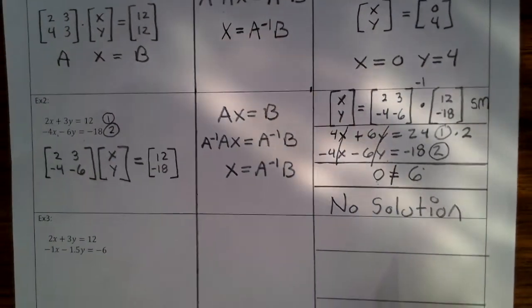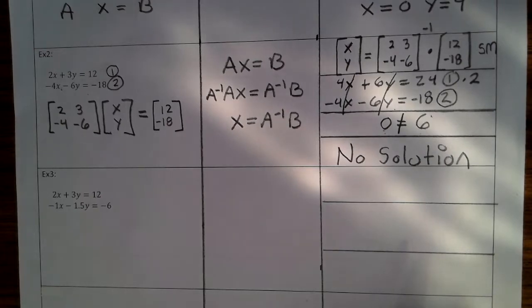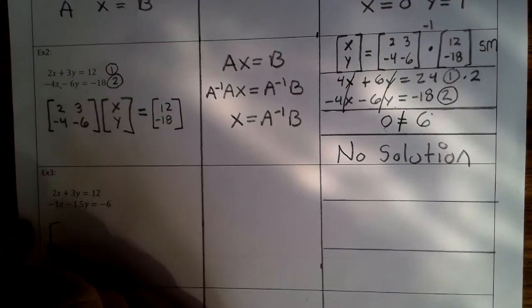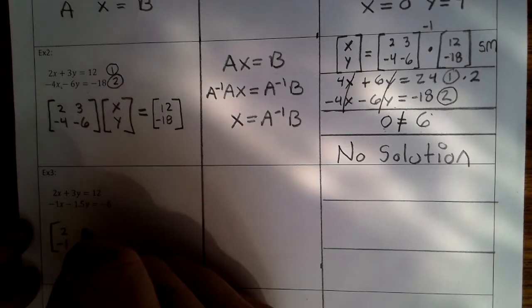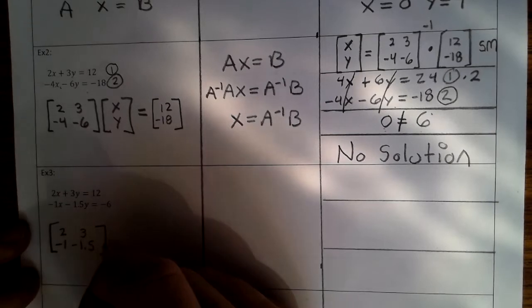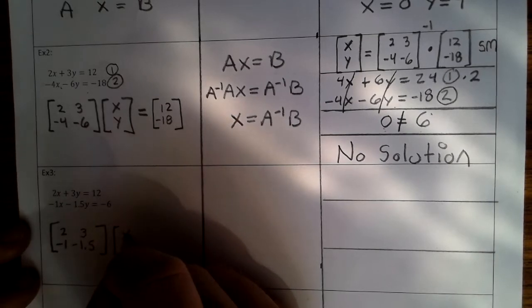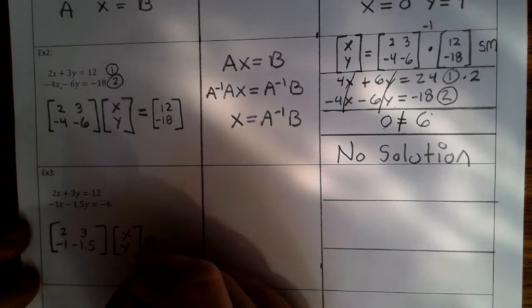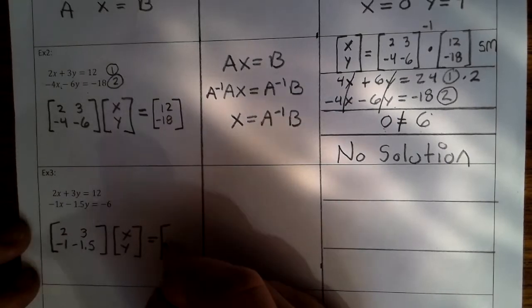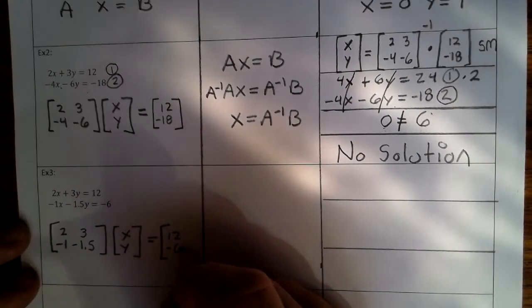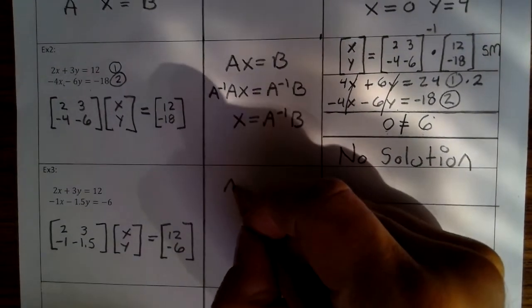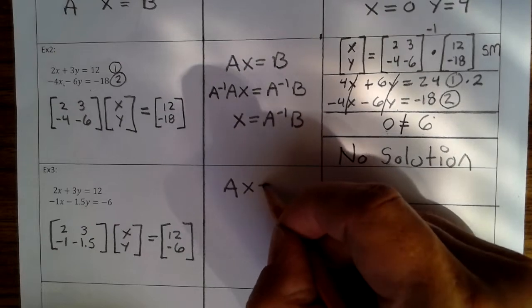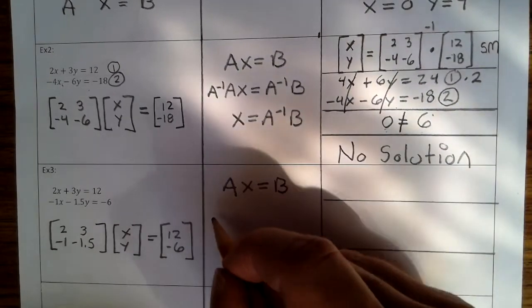Okay, let's take a look at example 3. So again, matrix. So it's 2, negative 1, 3, negative 1.5, X and Y, equals 12, negative 6. Now again, we know that AX equals B. We multiply both sides by A inverse.